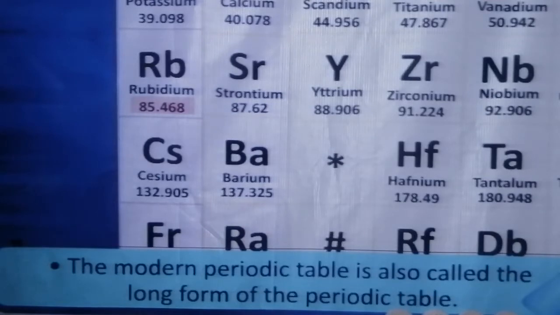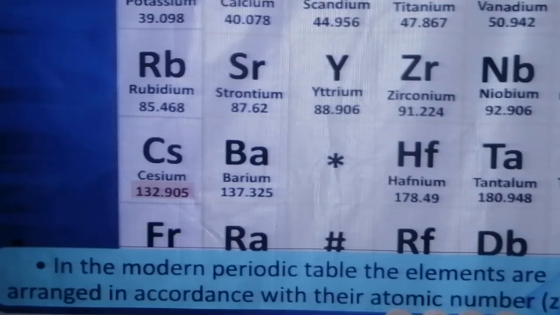The modern periodic table was discovered by Henry Moseley. The modern periodic table is also called the long form of the periodic table. Because we learned Dobereiner's triads and Newlands' octaves, and then, greater than Newlands' and Dobereiner's work, Moseley discovered the atomic periodic table, that is, the long periodic table.